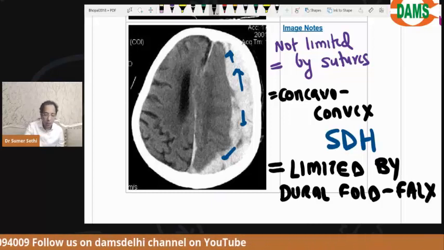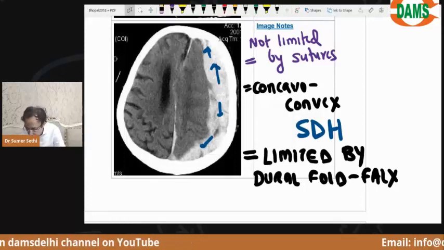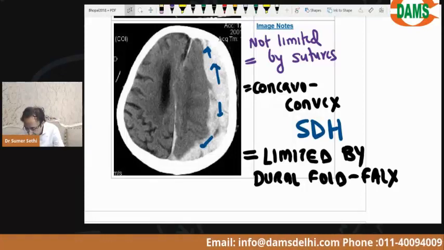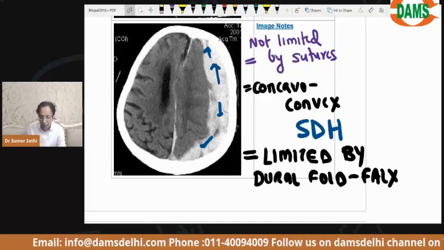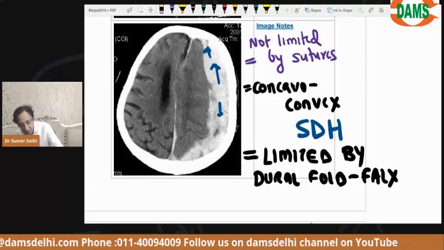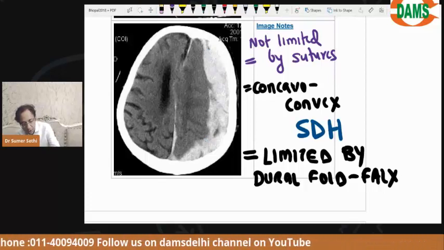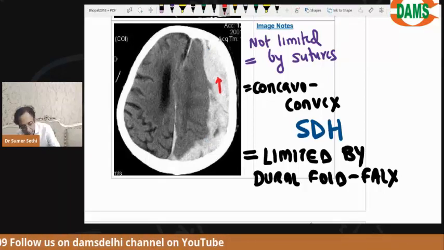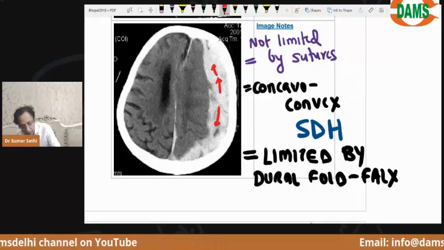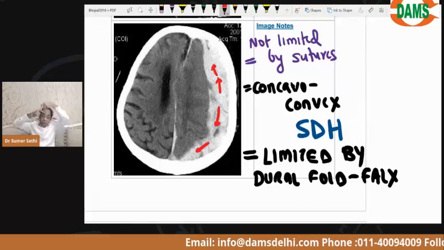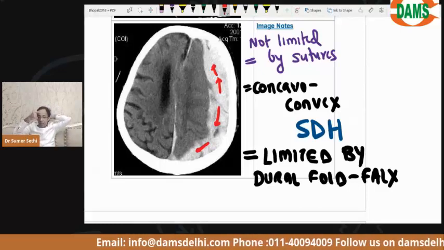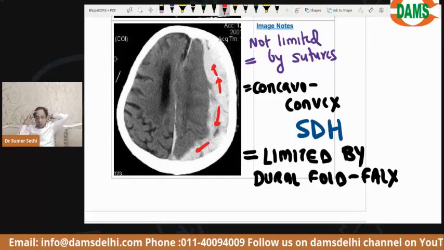So subdural hematoma cannot cross the midline because on the midline, okay, I will repeat this image. Don't worry. So now see this image here. Look again. You can see a similar hematoma, but it appears to be covering the entire half of the brain. It is not limited by skull sutures.